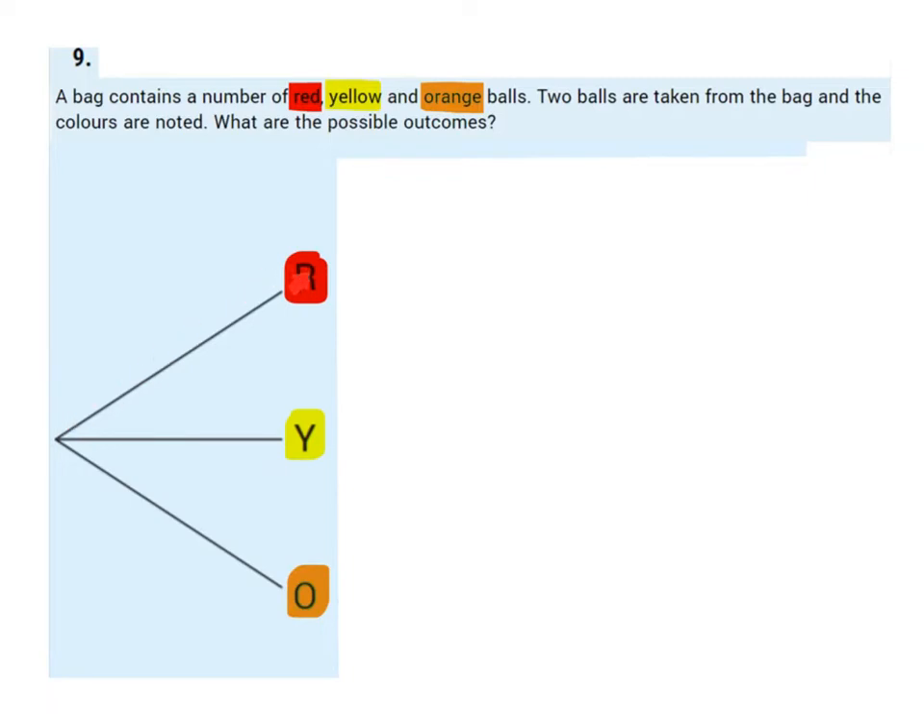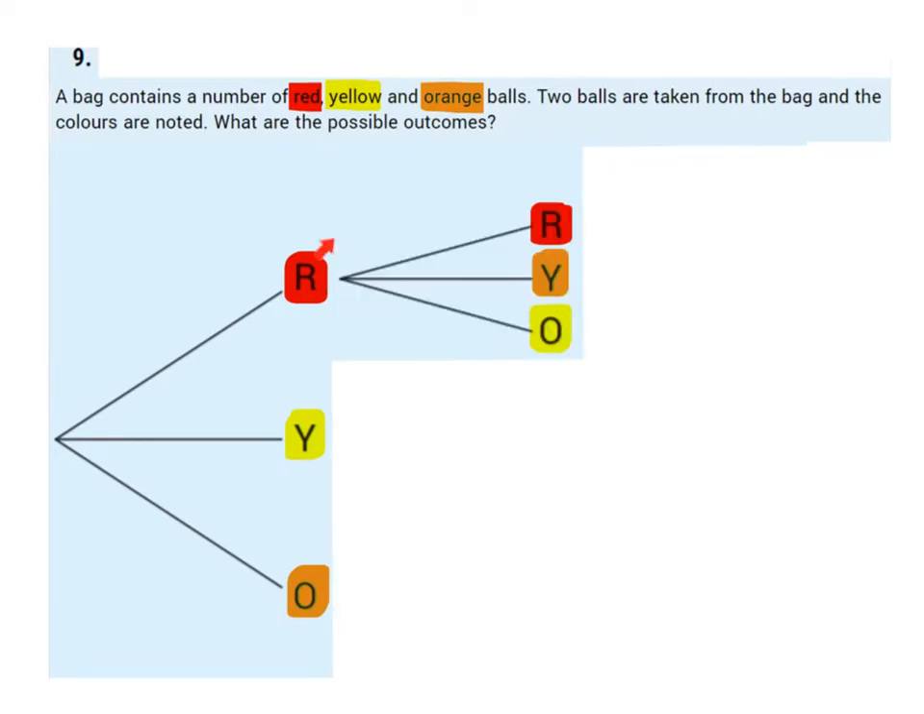So if the first ball taken was red, then for the second ball we again have an option of red, yellow or orange. So out of the red branch we're going to draw 3 more branches. Again we're going to have R, Y and O. So the first ball could have been a red ball and the second ball could also have been red. Or the first ball could have been red, the second ball yellow. Or the first ball red and the second ball orange. So our first branches represent the first ball and our second set of branches represent the second ball.